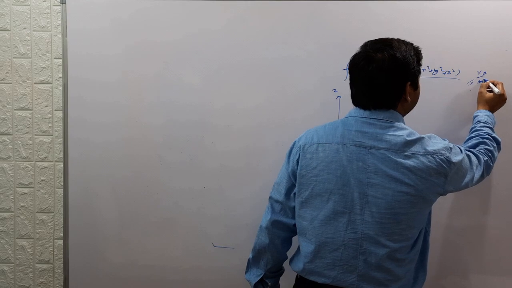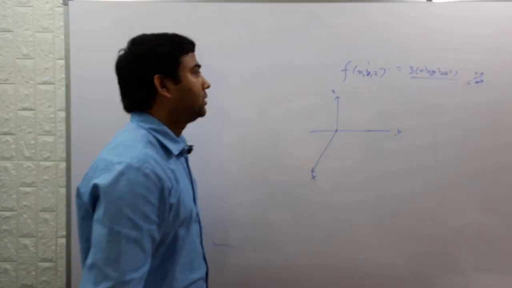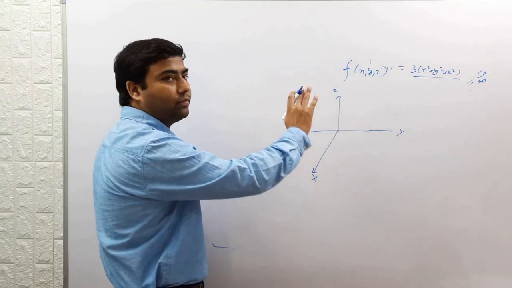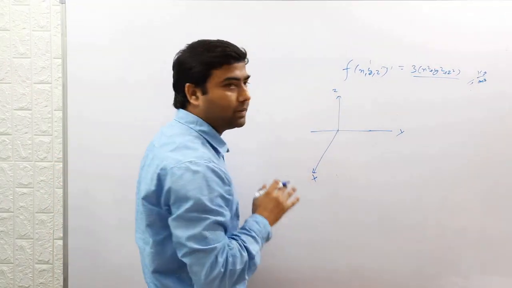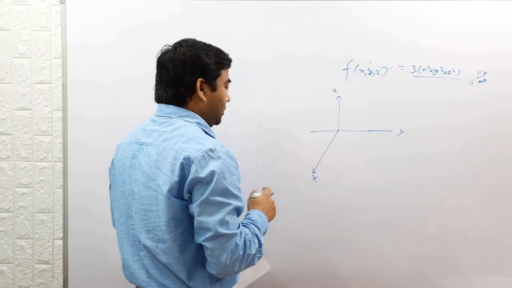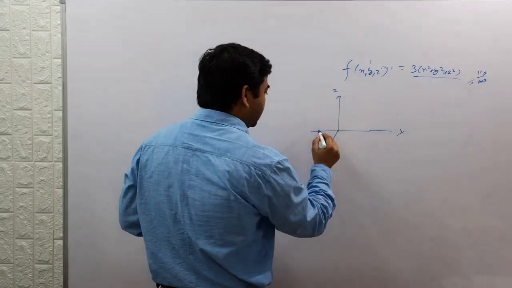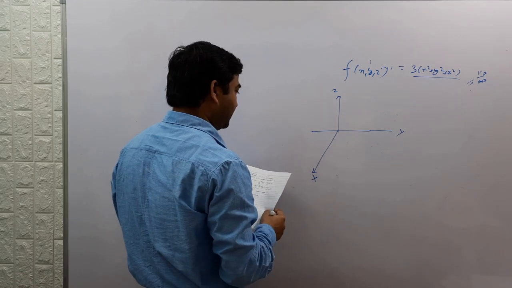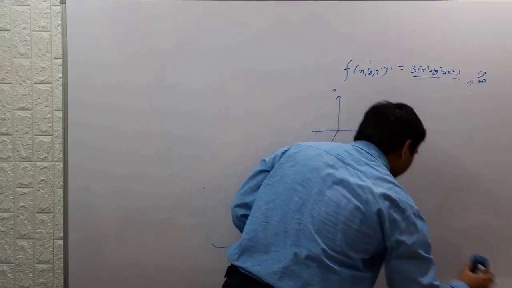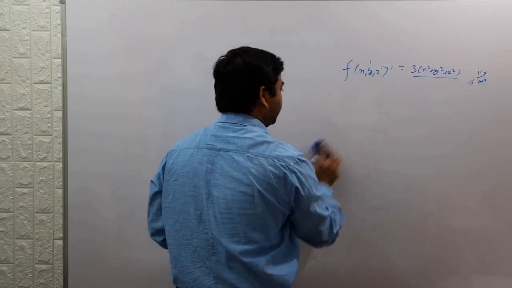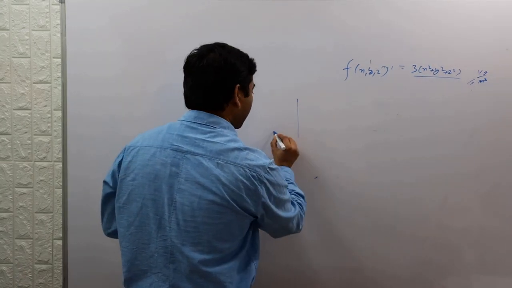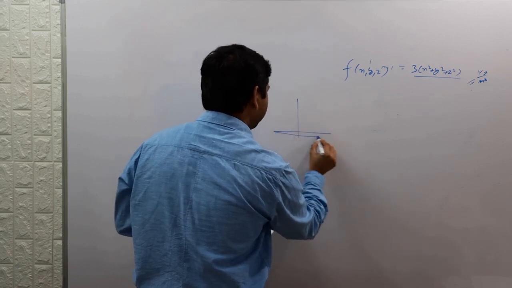Kilogram per meter cube. Density at a point is given by this function f(x, y, z) in kg per meter cube. There is a hemispherical region in x, y, z. So let us make this graph simple. That there is a hemisphere.